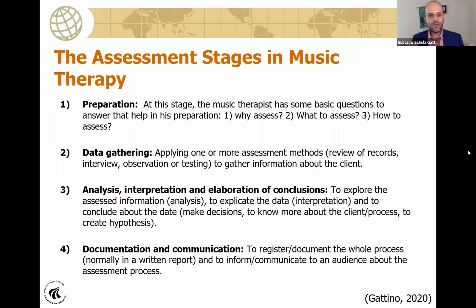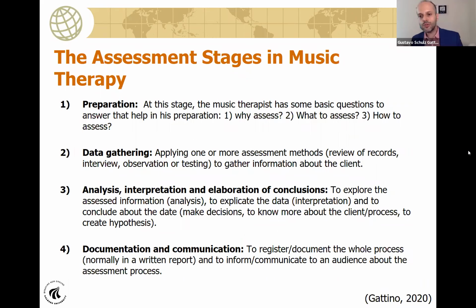And for sure, when I'm talking here about interpretation, I need to consider my clinical practice, all my experiences, my empirical experiences, but also I need to consider my theoretical framework to carry out a good interpretation. And for sure, after the analysis and the interpretation, I need to conclude about the different data and the different results from my assessment practice. We have different conclusions that we need to consider.